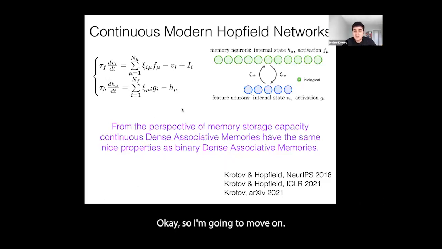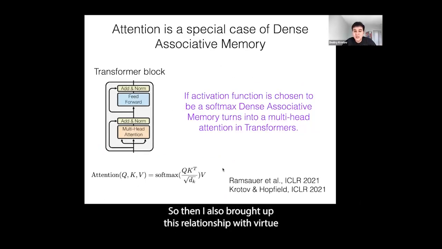Right. Okay. So I'm going to move on. So then I also brought up this relationship with large language models and transformers. And indeed, if you take a special example from the dense associative memory family, you can say that I'm going to pick the activation function for the hidden units to be a softmax. Then you reproduce the update rule for the attention. And that can have a lot of interesting implications for state-of-the-art large-scale machine learning systems.